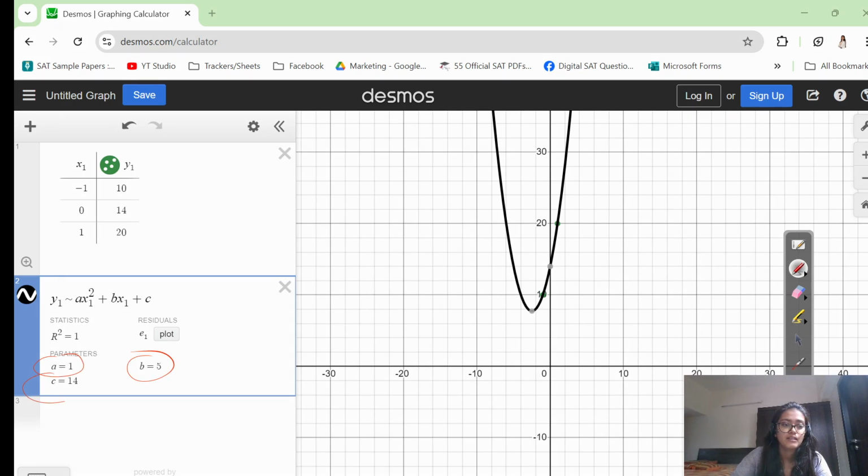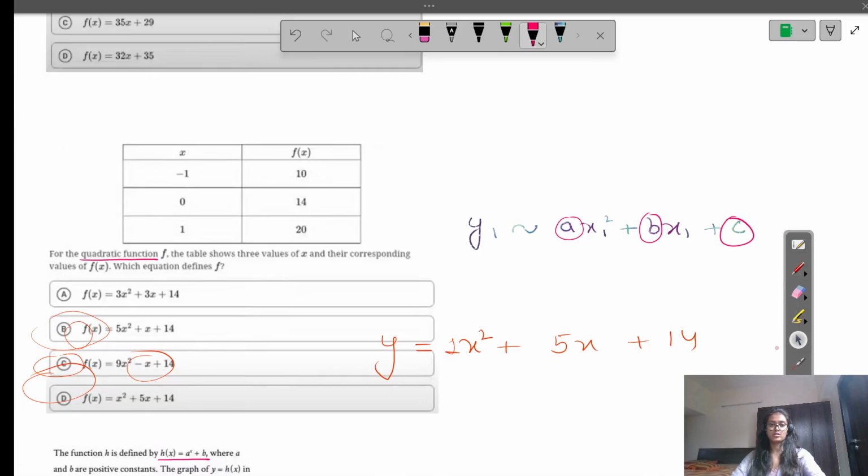This is actually called regression. When we have some data and we try to fit a function to those points, we are actually doing regression, and these are regression coefficients. Just make sure that the regression coefficient is 1. And so you have your equation now. y is equal to x square plus 5x plus 14, because a was 1, so the coefficient of x square is 1, which looks like option B. It is option B.